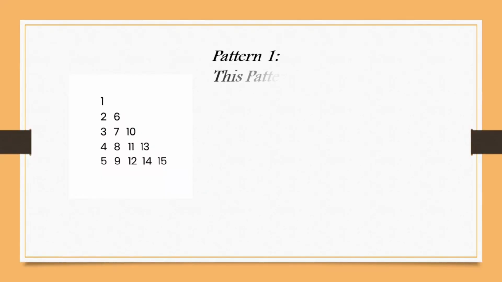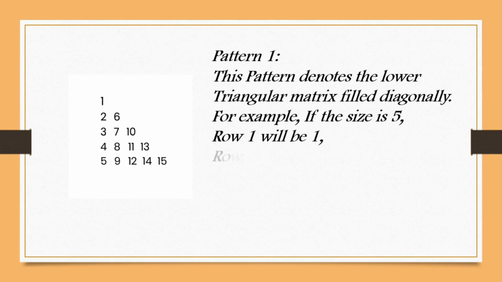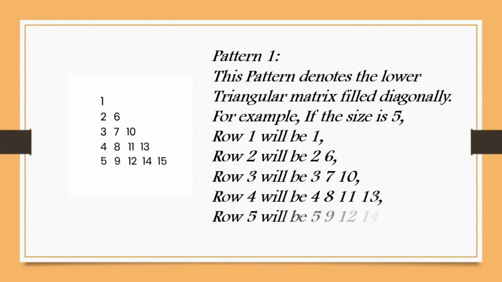Pattern 1. This pattern denotes the lower triangular matrix filled diagonally. For example, if the size is 5, row 1 will be 1, row 2 will be 2, 6, row 3 will be 3, 7, 10, row 4 will be 4, 8, 11, 13, row 5 will be 5, 9, 12, 14, 15.